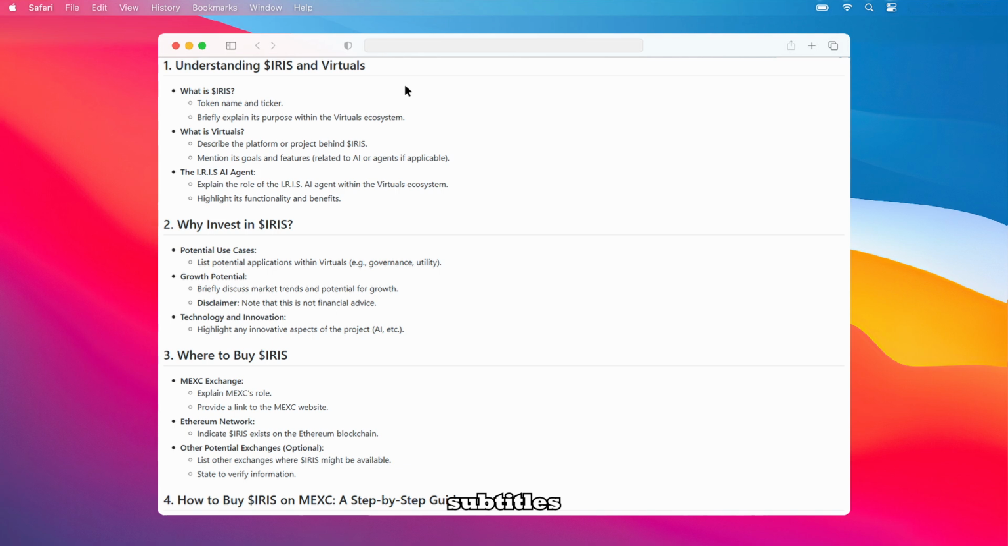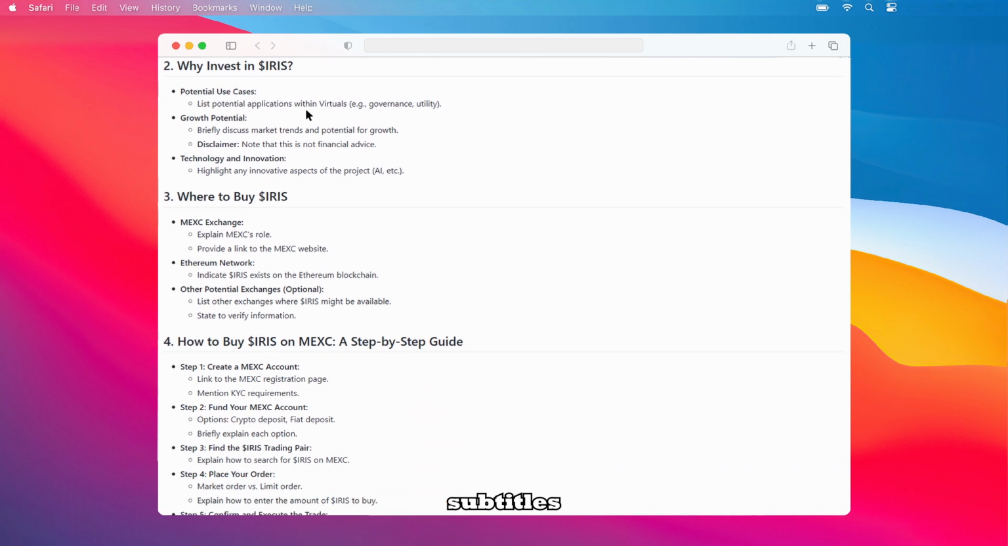Next, let's think about why you might invest in $IRS. Potential use cases exist within virtuals, such as governance or utility functions. Market trends suggest growth potential, but remember, this is not financial advice. The technology behind the project also boasts innovative aspects, possibly AI-driven.